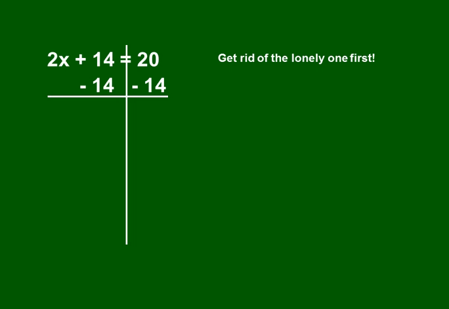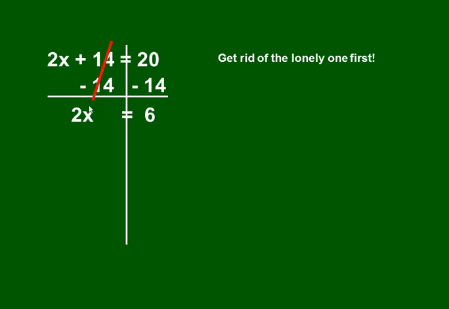Now draw a line, because you're going to be doing some operations here. 2x doesn't have anything I can add or subtract it to, so it's going to come down. But the 14 minus 14 is 0. So I don't write 0 here, I don't need to. I can just bring down that 2x. 20 minus 14 is 6, and be sure to write the equal sign here.